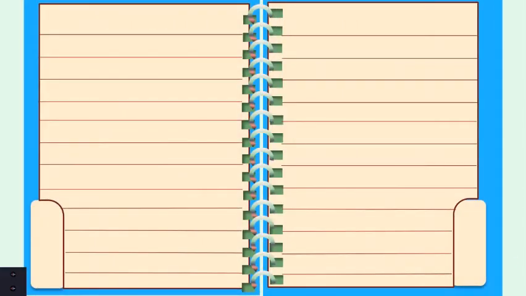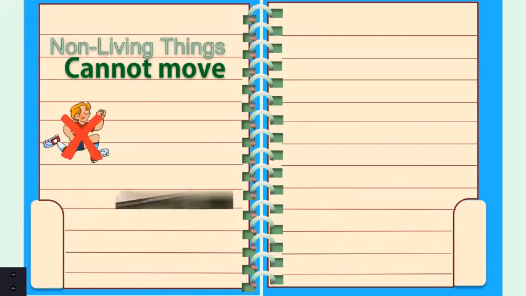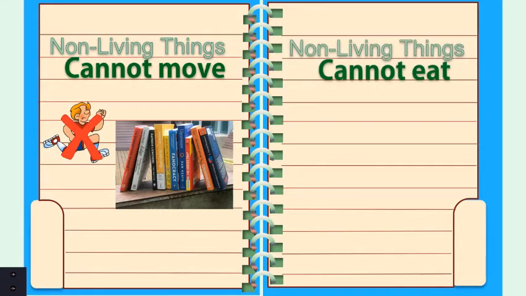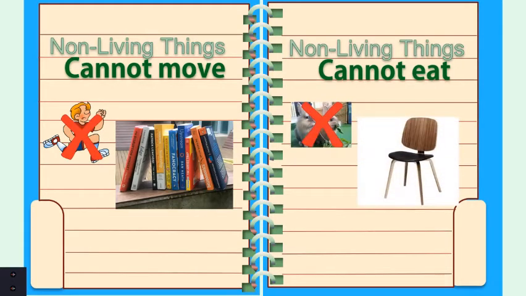Non-living things cannot move. If you tell a book to walk, it can't because it doesn't have a life. But if you push the book, it will move because non-living things need the force from a living thing in order to move. Non-living things cannot eat. If you tell a chair to eat, it won't. It can't because it doesn't have a life.